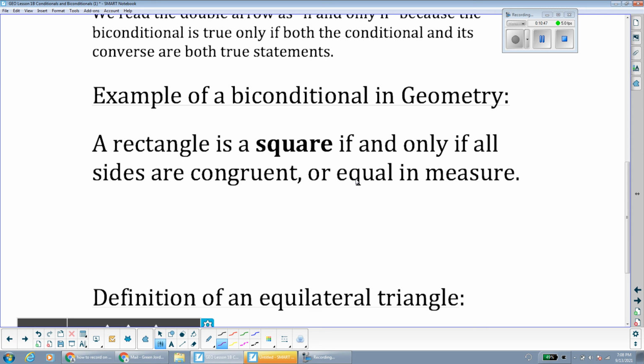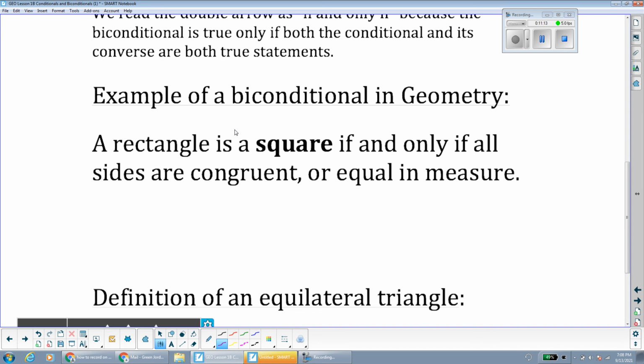For example, if a rectangle is a square, then the sides are congruent or equal in measurement. That's what it means to be a square, right? A square has equal sides. But if you read it the other way, starting back to front, if all the sides are congruent, then the rectangle is a square. That's also true. That's what differentiates a square from just being a regular rectangle.